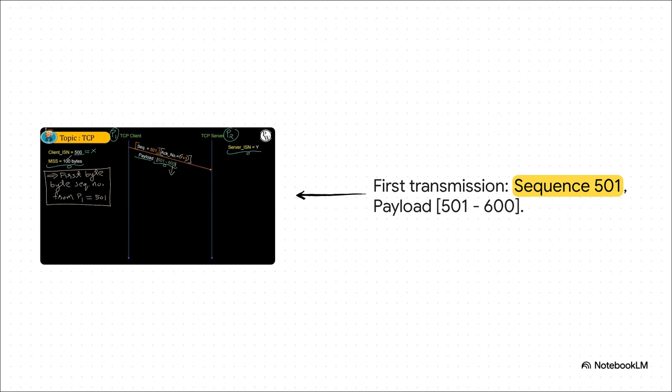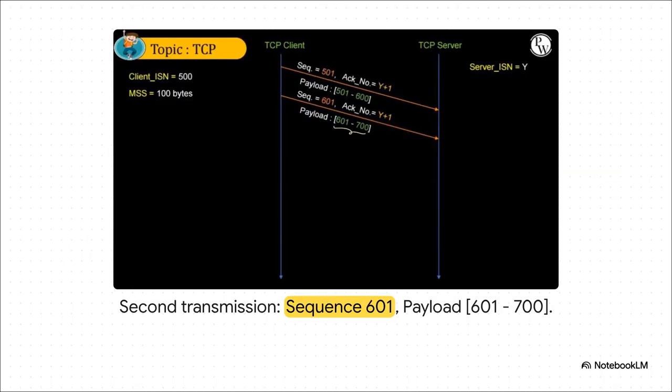Imagine a client with an initial sequence number of 500 and an MSS of 100 bytes. Because that initial number was 500, the first byte of actual usable data is going to be 501. So the client sends its first segment. The sequence number stamped in the header is 501, and because our MSS is 100, the payload holds bytes 501 through 600. Makes perfect sense, right? Let's move on and see how this builds.